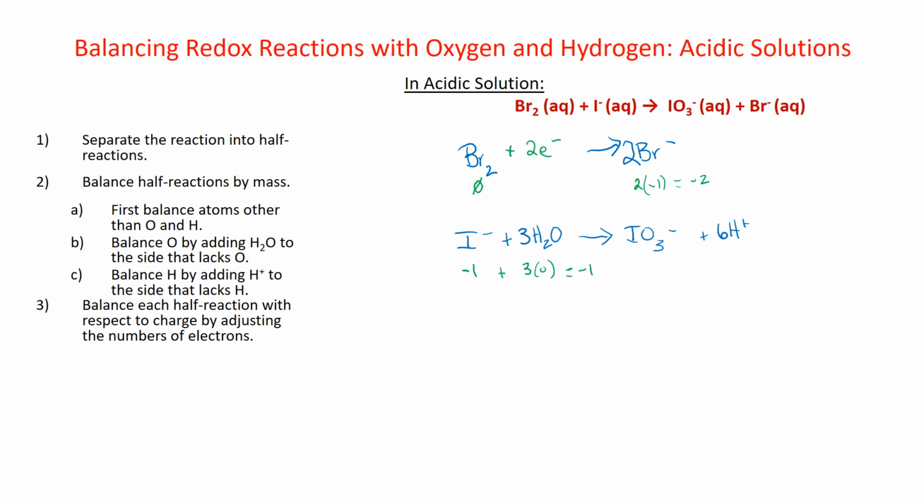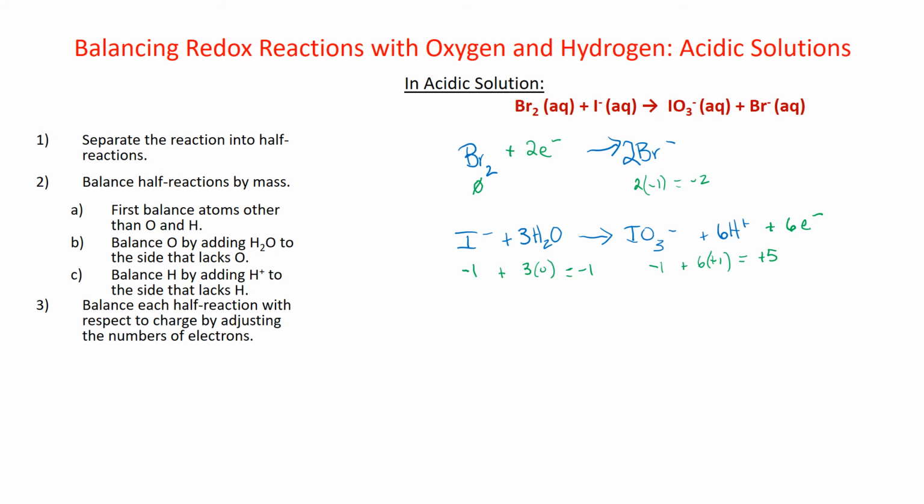On the right-hand side, I have -1 for my iodate, that charge right there. Plus, I've got 6 hydrogen ions now, so each of those has a +1 charge. So that is going to give me -1 plus +6, a total charge of +5. Okay, +5 is definitely more positive than -1, so this is the side we're going to add my electrons to, and I have to add 6 electrons to actually bring that +5 value down to -1, the same charge on the other side.